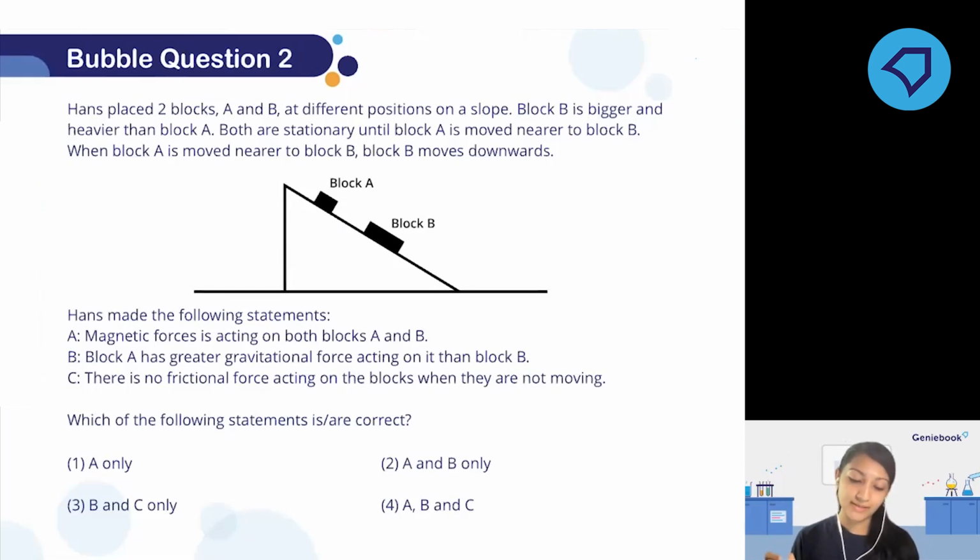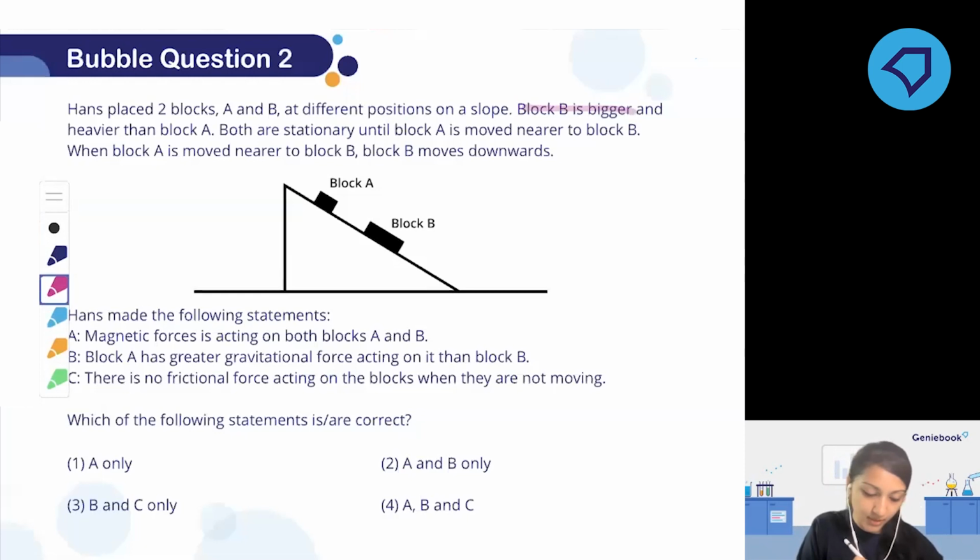Hans placed two blocks, A and B, at different positions on a slope. Block B is bigger and heavier than block A. Both are stationary until block A is moved nearer to block B. And then suddenly, when block A is moved nearer, block B starts to move downwards. Do you understand what that means? Okay, so highlight keywords. Block B is bigger and heavier. That's one clue. Then both are stationary until block A is moved nearer to block B. And when that happens, block B suddenly moves downwards. Wow, so what type of force is that?